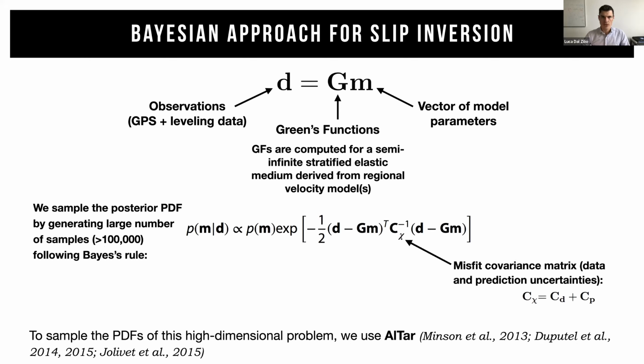So with this Bayesian approach, we can basically try to sample the posteriors of this probability density function by running several models. In this particular example it is hundreds of thousands of models. And from there, we can get the distribution of coupling in terms of its probability. And so when we do that, we also try to constrain the misfit covariance matrix, which defines the data and also the prediction uncertainties that we have in there. So this is something that we can incorporate in this Bayesian framework.